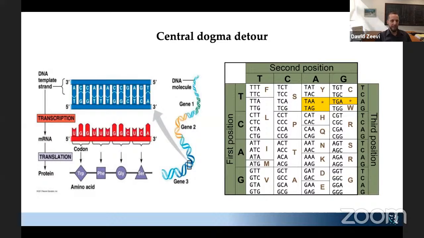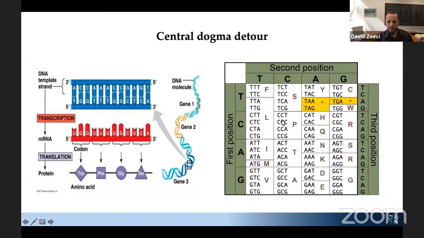So basically, DNA is transcribed into mRNA, and mRNA is translated into protein. And each codon triplet in the mRNA is translated to an amino acid. But since there are 64 codon triplets, or 61 if you exclude stop codons, and only 20 amino acids, some amino acids are coded for by more than one codon.